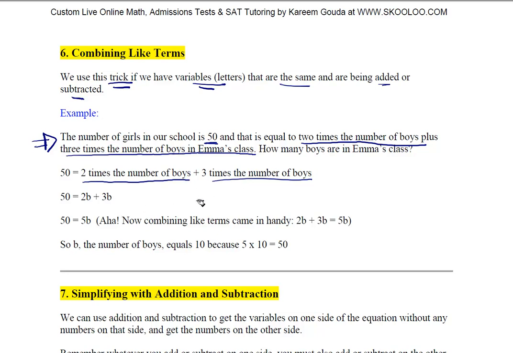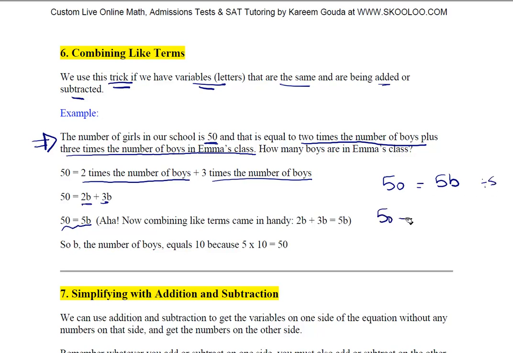Given that they're all in the same class, 50 equals 2b plus 3b, so 50 equals 5b. Now, didn't we say that you can divide the same number on both sides, right? We know that 50 equals 5b. Now, if you divide both sides by 5, what happens?